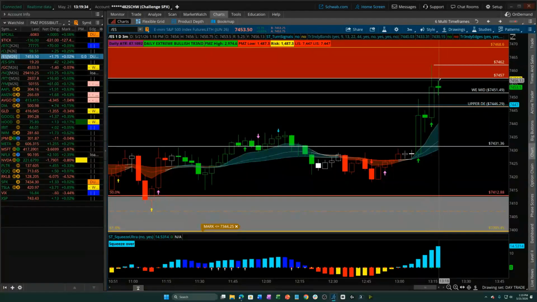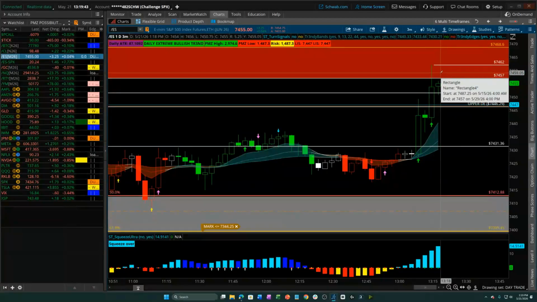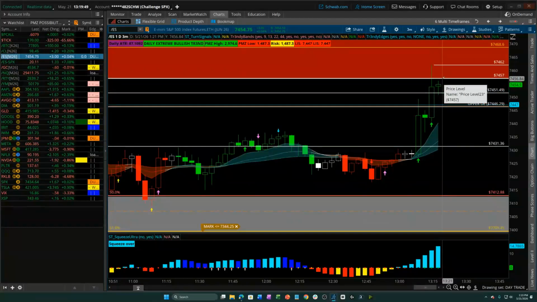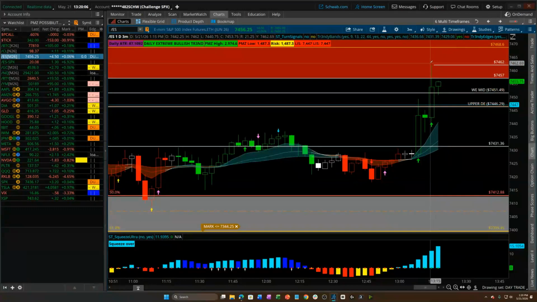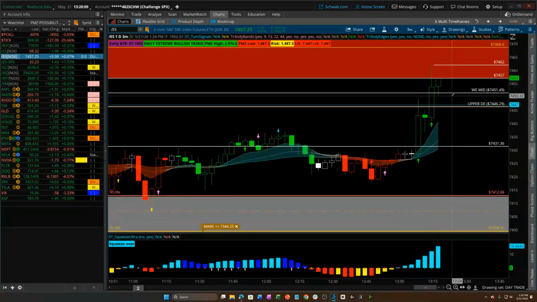If this 3-minute candle comes up in here, and a break below the body is, say, below 74.57, then that would trigger a trade to the downside with my first target being right here. The risk on that trade would be 5 points, and the reward on that trade would be about 5.5. So at least a 1-for-1.